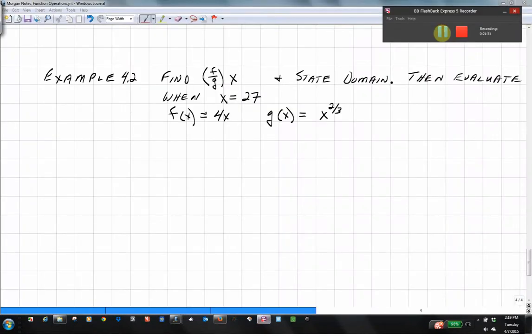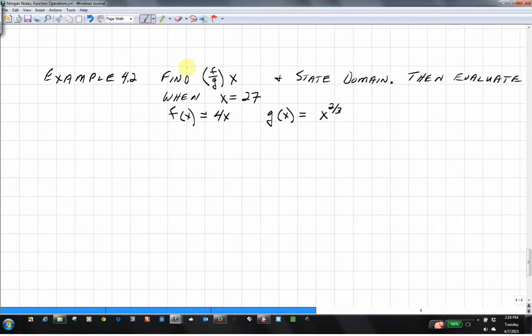Okay, the last example of the function operations, it's another division. So I'm going to say this is part 1. We're going to say the domain, and I'll do that third. And the second part is when I'll evaluate it at x is 27. So let's go ahead. It says f divided by g. So I'm going to take f divided by g, variable x. F is 4x, and g is x to the 2/3.